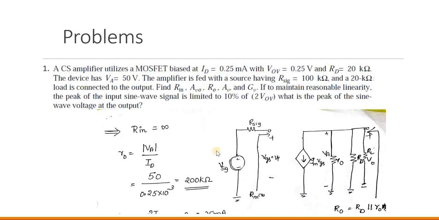Rin is equal to infinite. And how to calculate AV0? In order to calculate AV0, we need to know the transconductance gm. In order to calculate that, I need to know what is R0. So small r0 is nothing but the voltage across that divided by the drain current. The current flowing there is the drain current, so it is VA divided by ID. VA is given in the problem, 50 volt, divided by the drain current, also given, 0.25 milliampere.